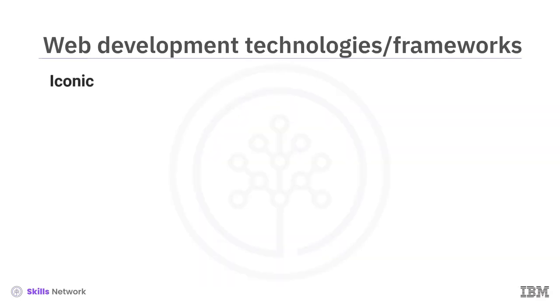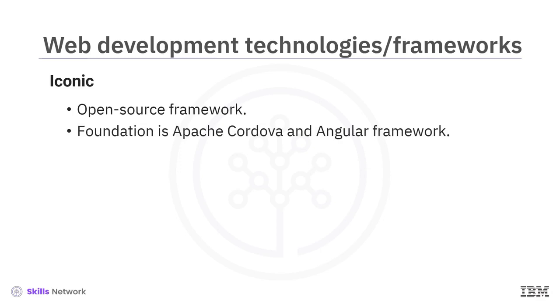The second framework we will learn about is Ionic. It is an open-source framework that uses CSS, JavaScript, and HTML to create hybrid web and mobile applications. Its foundation is Apache Cordova and Angular framework, and it comes with an adaptable technology stack that enables the use of complex frameworks like Angular, Vue.js, or React to build apps.